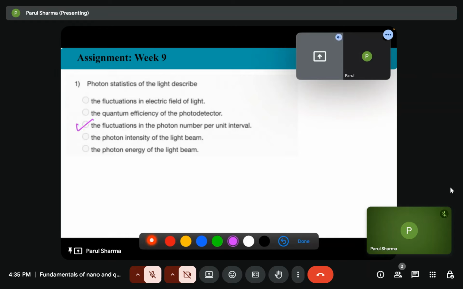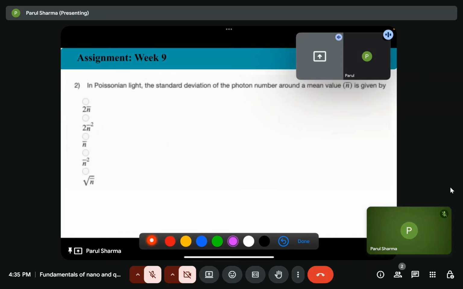In Poissonian light, the standard deviation of the photon number around a mean value is given by, so we saw that delta n is equals to under root of n bar. So this is your n bar, which is the mean value, and delta n was the standard deviation.